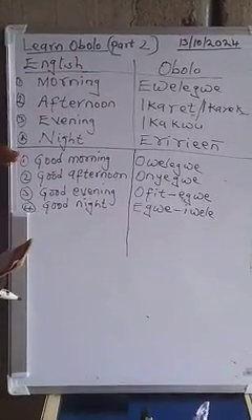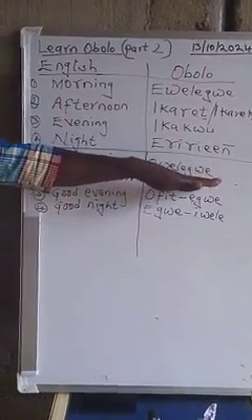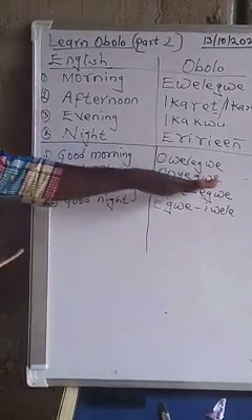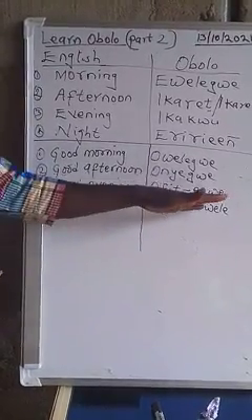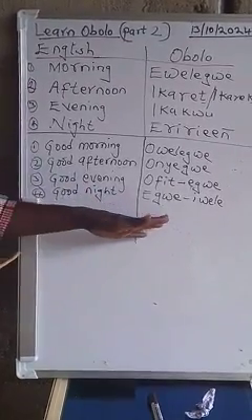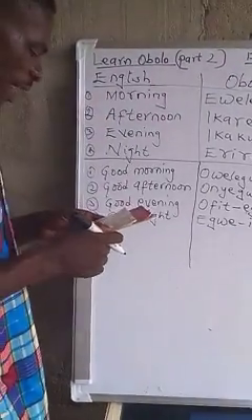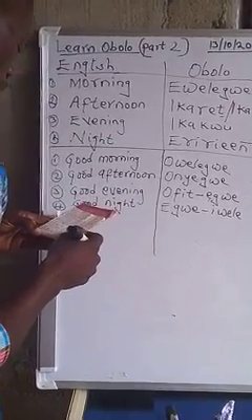Then you have good morning in English, Obolo is Owelegwe. In English, good afternoon, Obolo is Onyegwe. In English, good evening, Obolo is Ofi-egwe. In English, good night, in Obolo is Egwe Iwele. Alright? So take note of that.